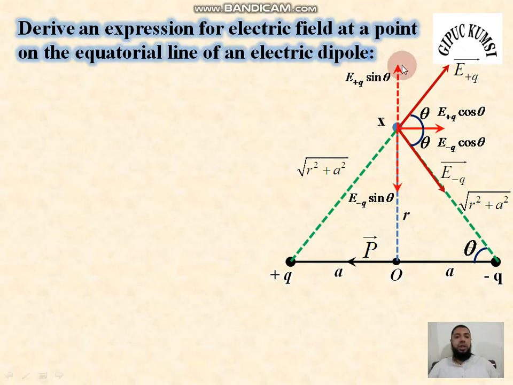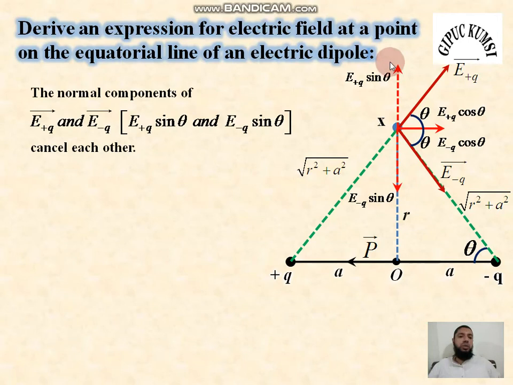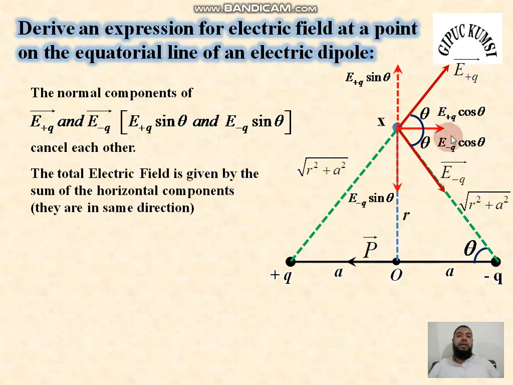E plus Q sin theta is upwards, E minus Q sin theta is downwards. Since they are opposite, they will cancel each other. These two quantities, the normal components, cancel. Then E plus Q cos theta and E minus Q cos theta give the value of the net electric field.